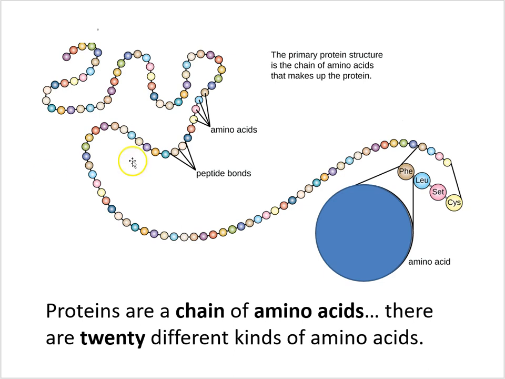Here's another look at a protein. It's a long chain of amino acids. And the different colors here indicate the different kinds of amino acids. And there are 20 different kinds of amino acids found in proteins for all living things on Earth.